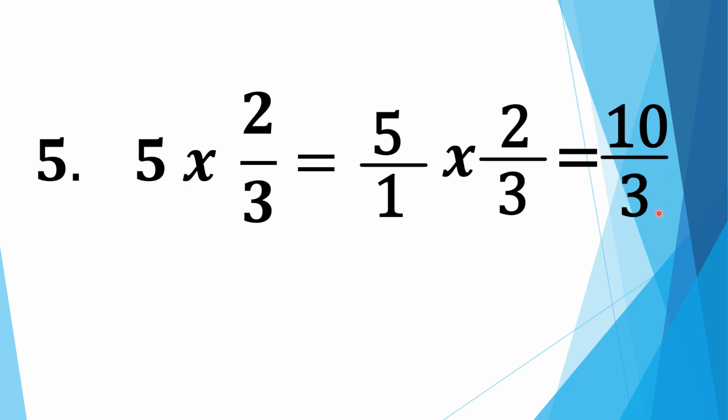10/3 is already in the lowest term. 10/3 is an improper fraction. Numerator is greater than the denominator. We can change it into a mixed number. How? By dividing the numerator by the denominator. 10 divided by 3.